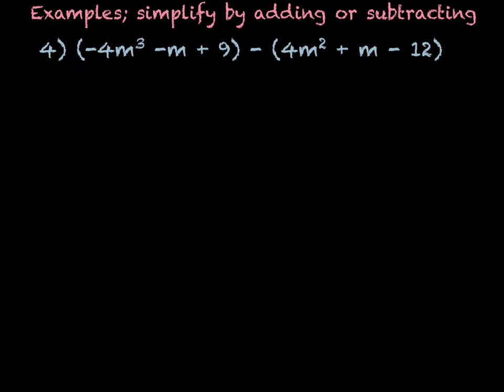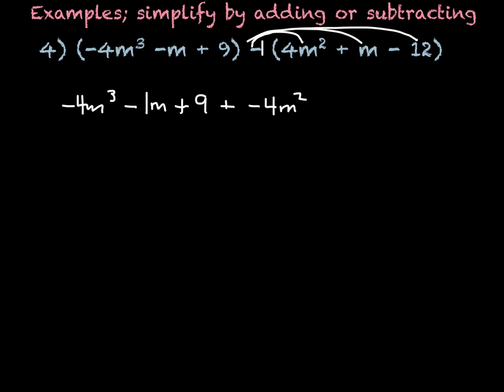And my last example here, I have negative 4m cubed minus m plus 9 minus 4m squared plus m minus 12. So I'm going to do the other method here, and I'm going to distribute in a negative 1. So then I would have my negative 4m cubed minus 1m plus 9 plus a negative 4m squared plus a negative m, or negative 1m, and then plus 12.